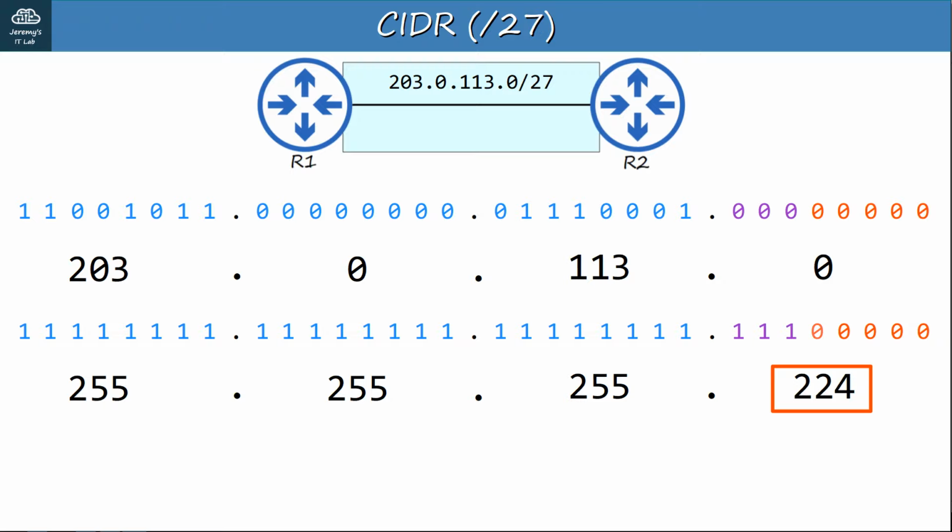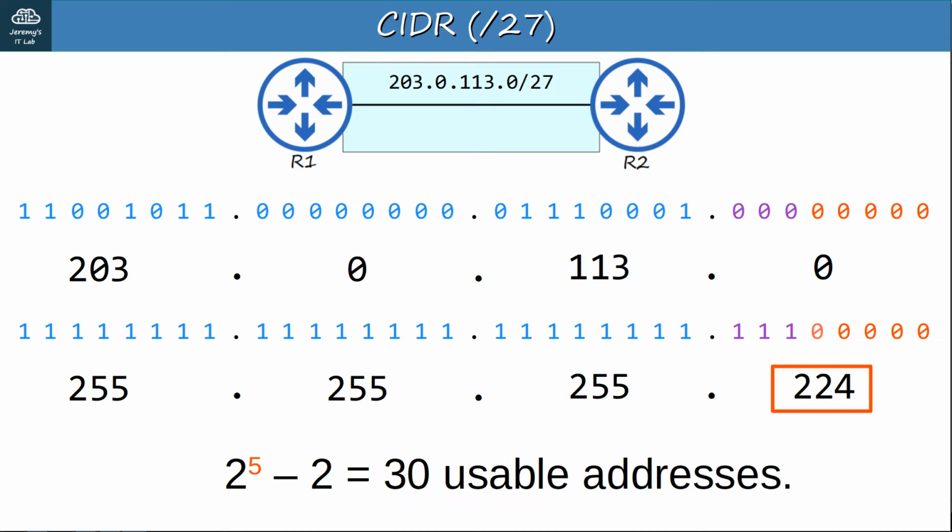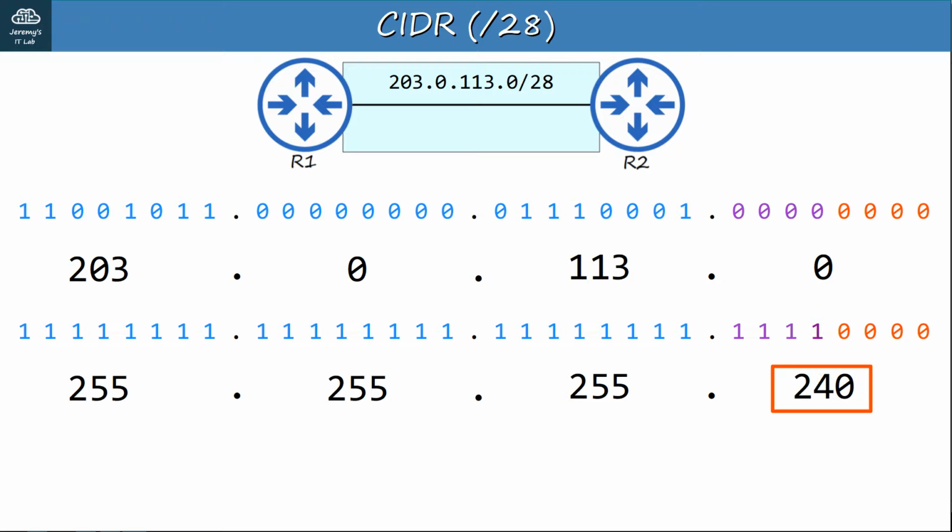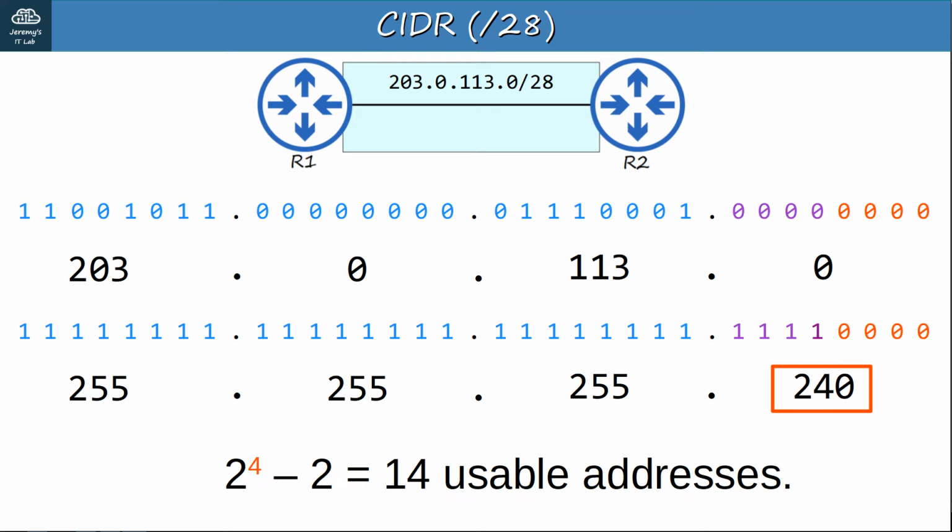Now that you get the idea, let's speed it up. For a /27 prefix length, the mask is written as 255.255.255.224 in dotted decimal. There are now 5 host bits, so that means there are 30 usable addresses. As you can see, the address space is getting smaller and smaller as we extend the network mask. For a /28 prefix length, the mask is written as 255.255.255.240 in dotted decimal. There are now only 4 host bits, so that means there are 14 usable addresses. After assigning addresses to R1 and R2, this would mean only 12 wasted addresses.